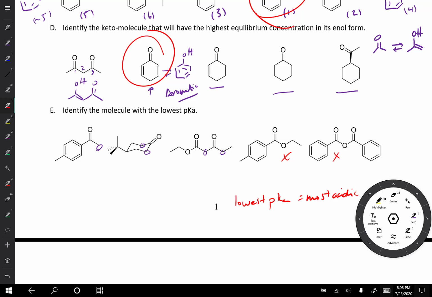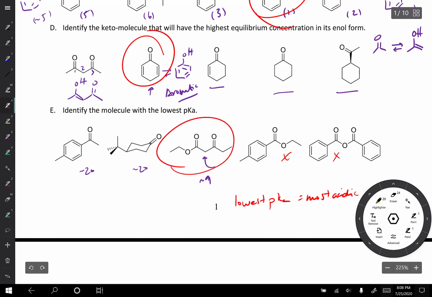So let's look at this. So we know that the pKa alpha to a ketone is around 20. And so we would say this is around 20. This one's also around 20. But here we have this 1,3-dicarbonyl. This thing's going to be closer to, say, a pKa of around 9. So the answer here is this dicarbonyl.